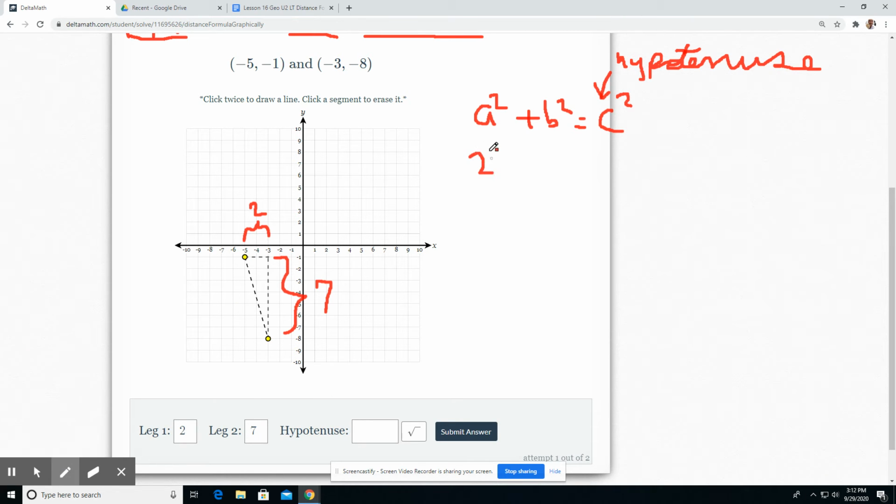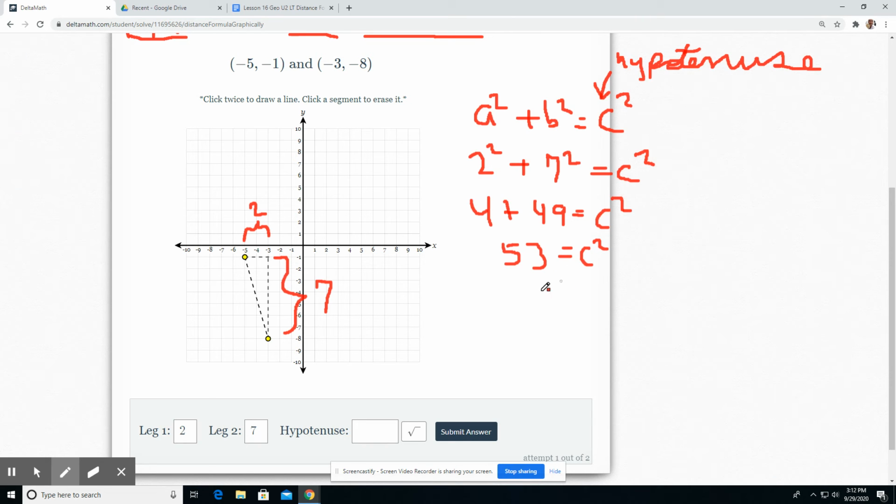So that's a 2 squared plus a 7 squared equals my hypotenuse squared. That's what I'm looking for. And that's 4 plus 7 times 7 is 49 equals c squared. 4 plus 49 is 53 equals c squared.